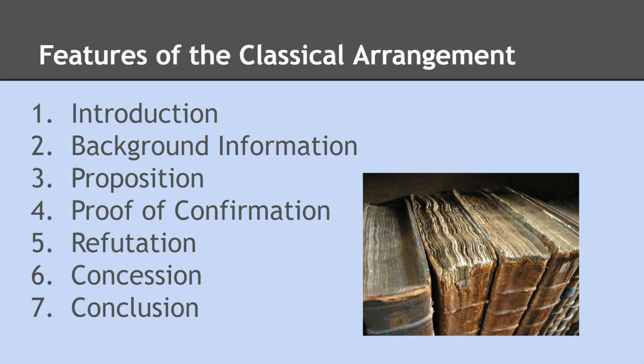So the first section is introduction. The second section is background information. The third section is proposition. The fourth section is proof of confirmation. The fifth is refutation. 6 is concession, and 7 is conclusion. Now, along with Aristotle and all of the philosophers, they came together and they decided that the classical arrangement outline is the best way to exhibit an argument, the best way to put an argument forth.